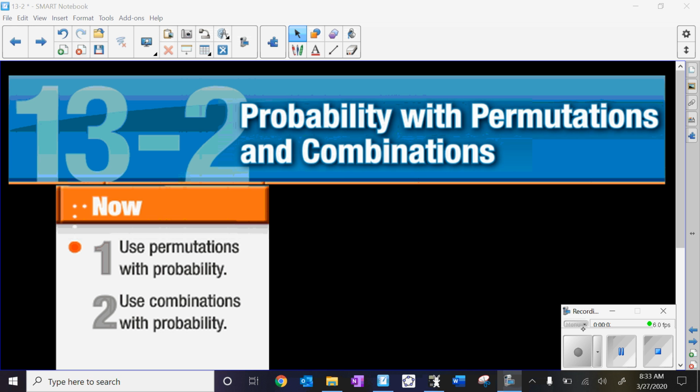Section 2 is going to look at probability with permutations and combinations. We're going to spend most of our time with permutations, and then we'll briefly talk about what combinations are. If you have your calculator, you might want to take that out because there's going to be quite a bit of stuff that I'm going to need to show you on your calculators.